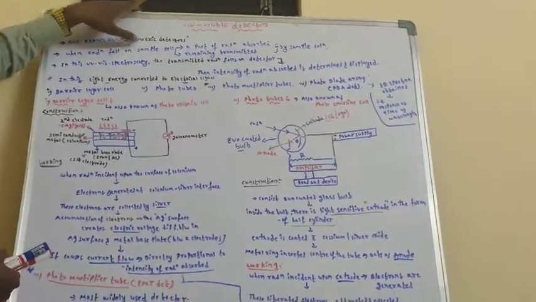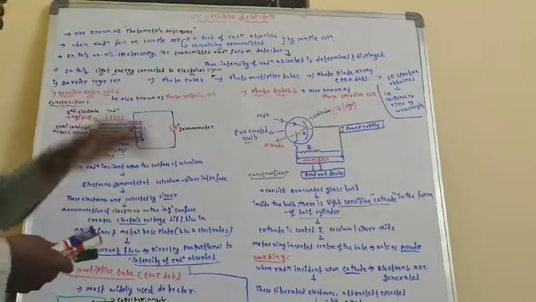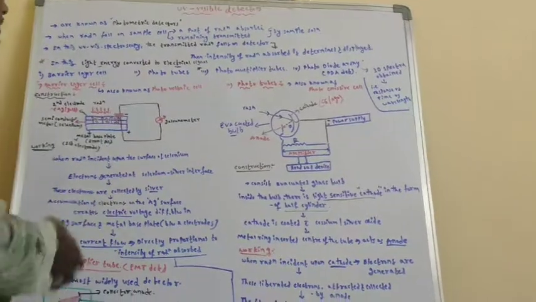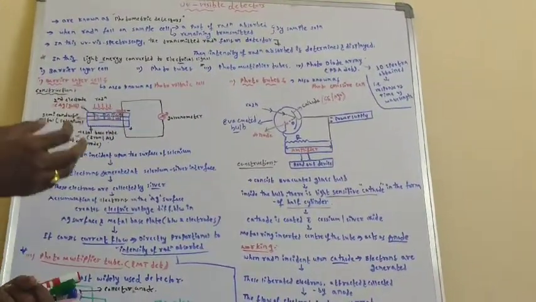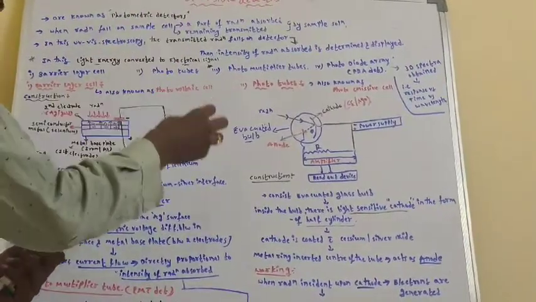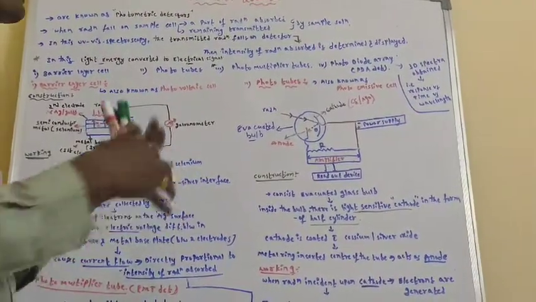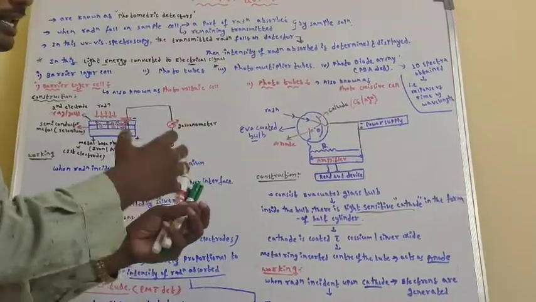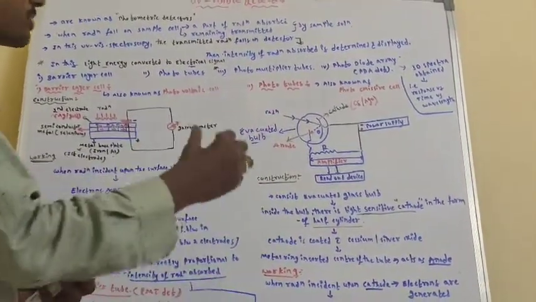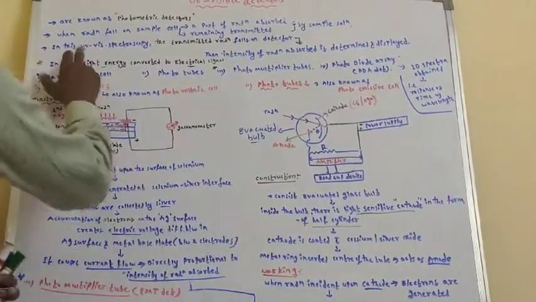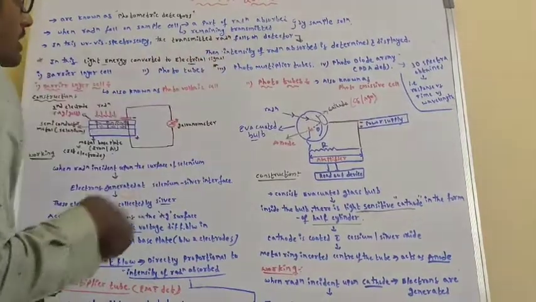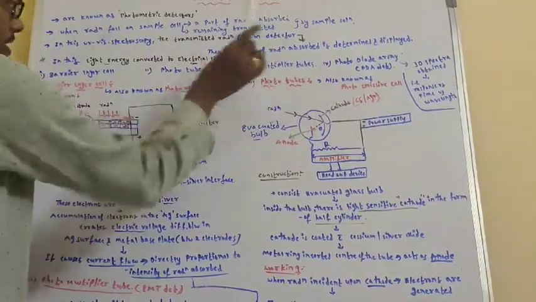When radiation falls on the sample cell, a part of the radiation is absorbed and the remaining is transmitted by the sample solution. That we know. In the UV visible instrumentation, whenever radiation falls onto the sample cell, a part is absorbed and the remaining radiation is transmitted, which will fall onto the detector. The transmitted radiation falls on the detector.